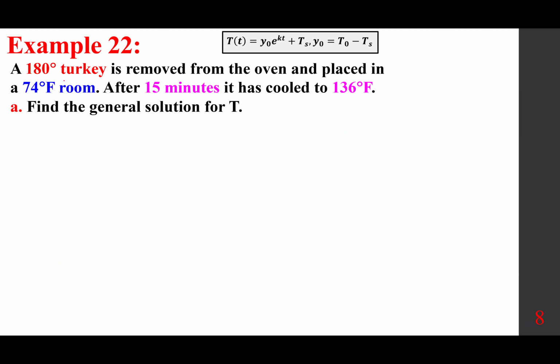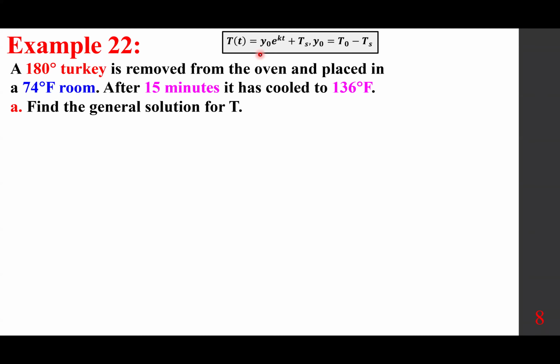A 180 degree turkey is removed from the oven and placed in a 74 degree Fahrenheit room. After 15 minutes, it has cooled down to 136 degrees Fahrenheit. Find the general solution for it. Even if they don't ask you for the general solution, it's really a good practice to find that and then move on with different parts.